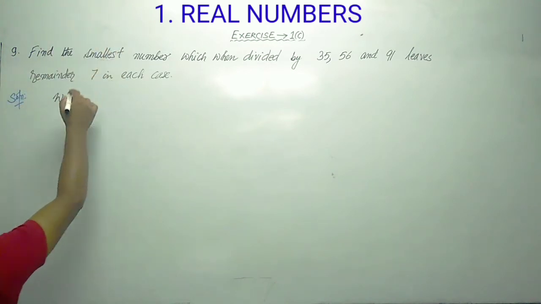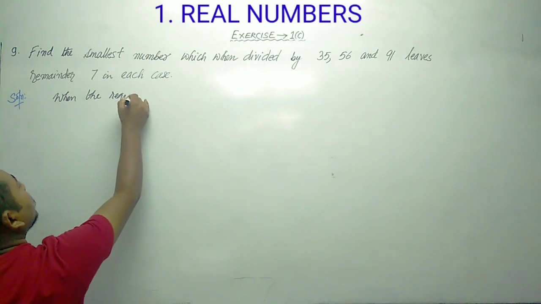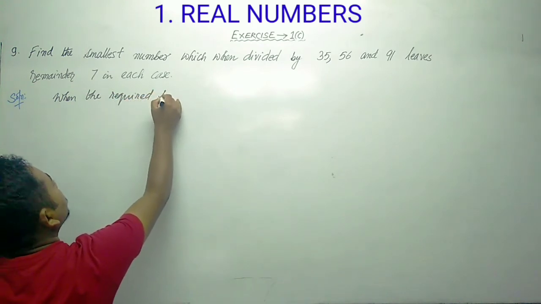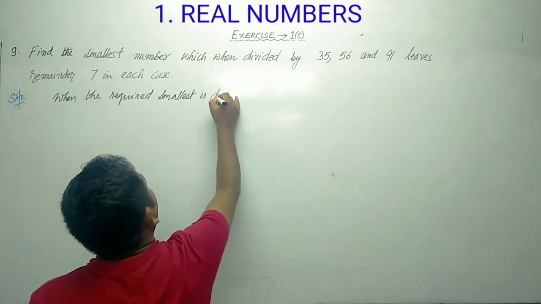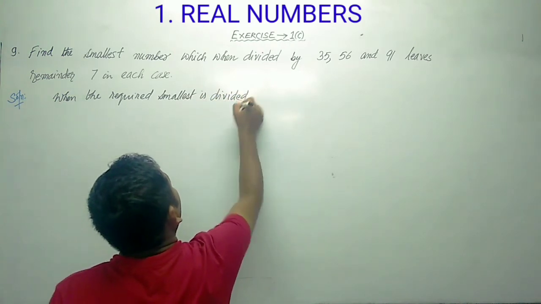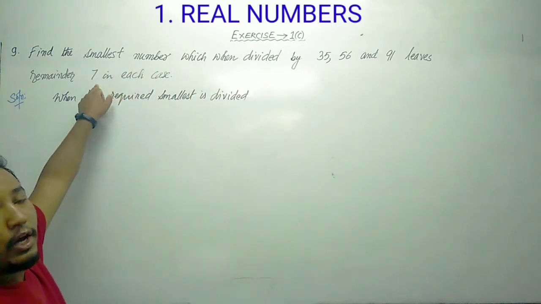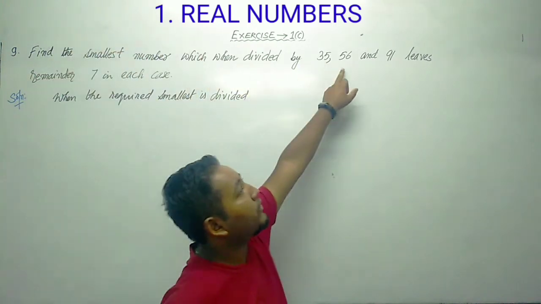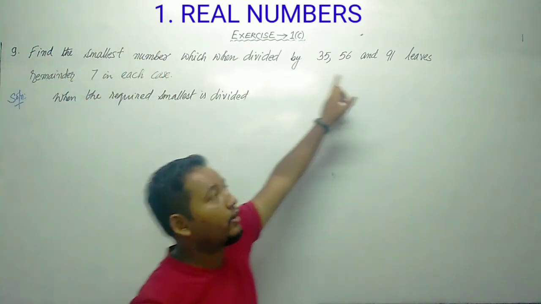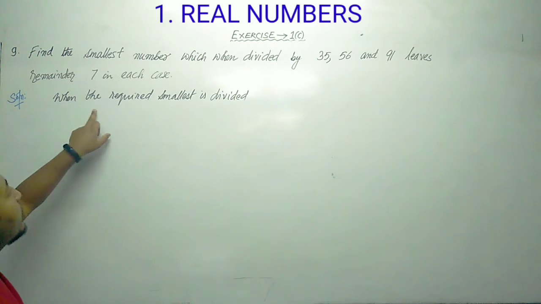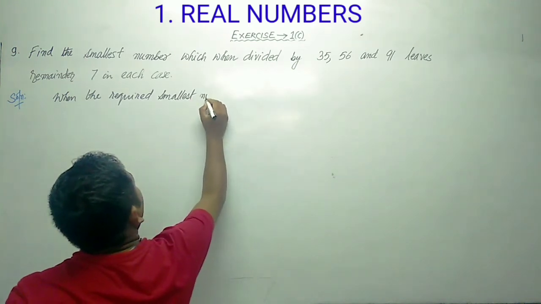Find the smallest number. When the required smallest number is divided by 35, the remainder is 7. When you divide that required number by 56, the remainder is 7. When you divide that required number by 91, the remainder is again 7.